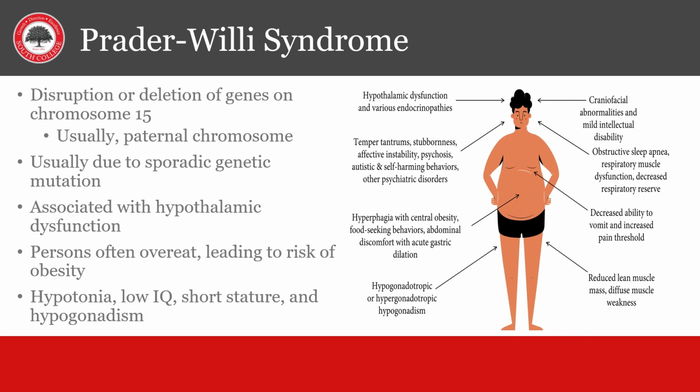Prader-Willi Syndrome is a disease causing low IQ, hypothalamic dysfunction, and obesity. One can also see hypotonia, short stature, and hypogonadism.